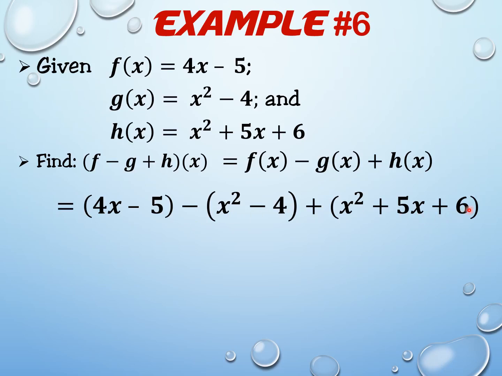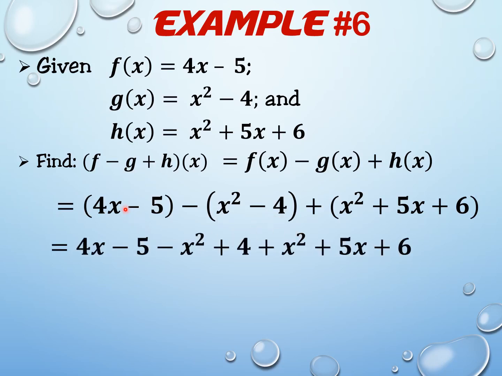So this is it. Now, you will notice that this is a combination of subtraction and addition. And then applying the rule for subtraction, we have to change the sign of the subtrahend, or all the terms after the minus symbol, the subtraction symbol. So x squared will become negative and negative 4 will become positive. And then we remove the parentheses. So we will have now, bring down 4x minus 5. We change x squared to negative and negative 4 to positive 4. And then we bring down x squared plus 5x plus 6.